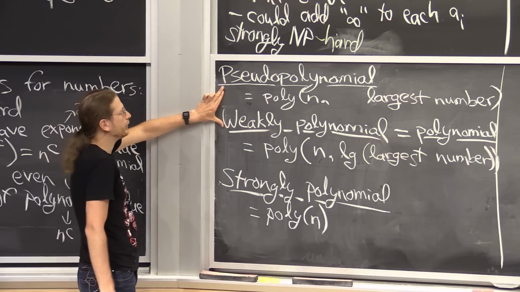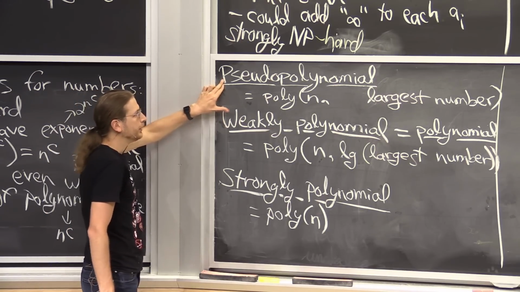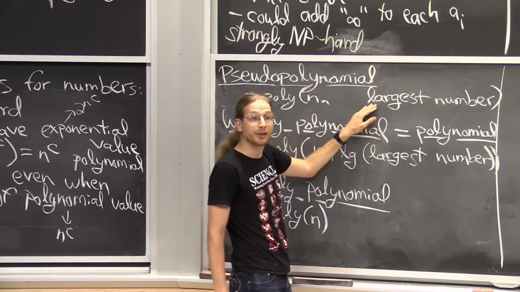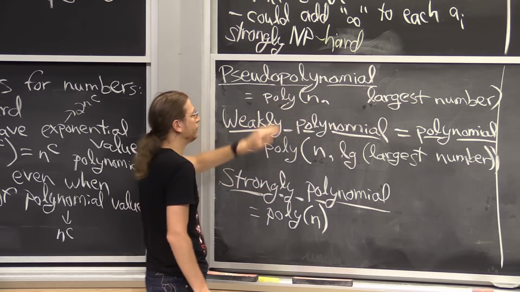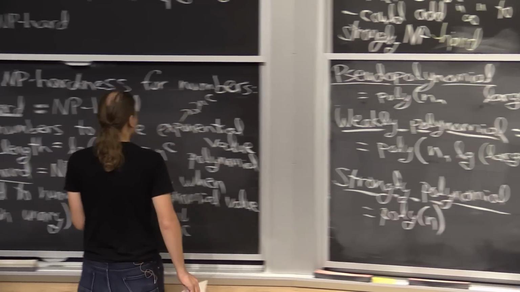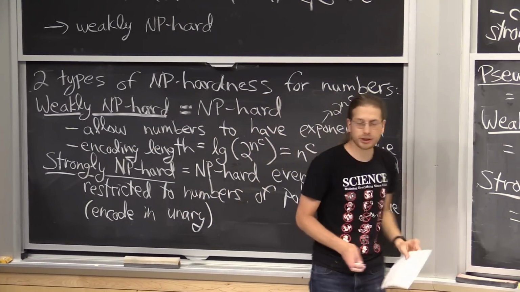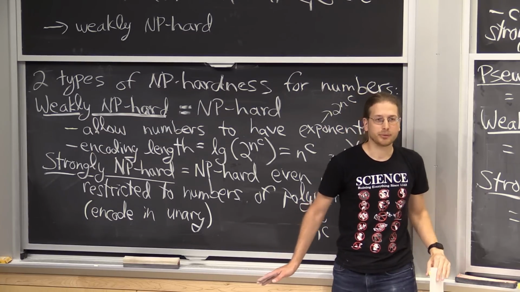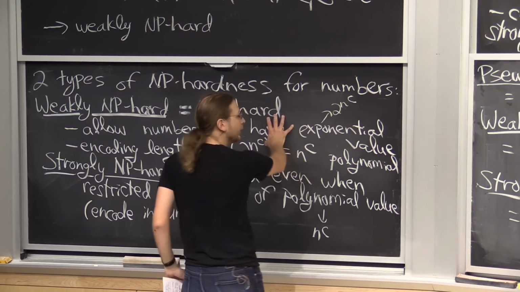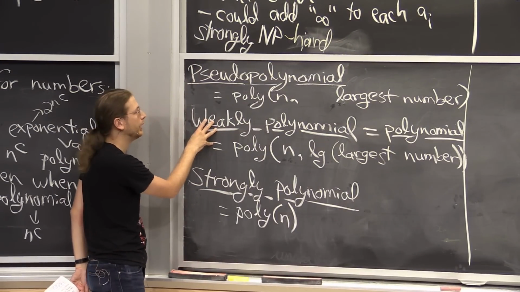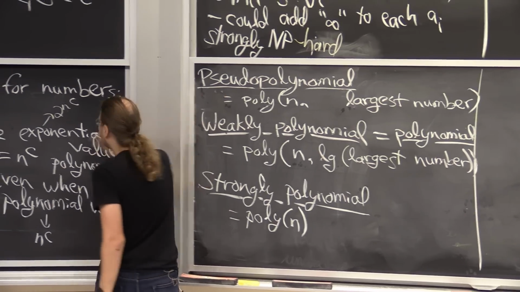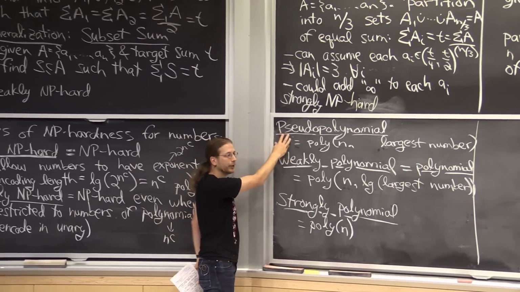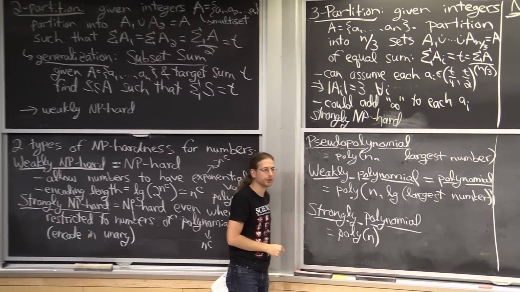What we care about more is this distinction with pseudo-polynomial. This is polynomial when the numbers are written in unary, and this is polynomial when the numbers are written in binary. So these two notions correspond to these two notions. In particular, if you believe P does not equal NP, then weakly NP-hard means there is no weakly polynomial algorithm, but there might be a pseudo-polynomial algorithm. Strongly NP-hard means there's no pseudo-polynomial algorithm, and therefore there's no weakly polynomial algorithm.